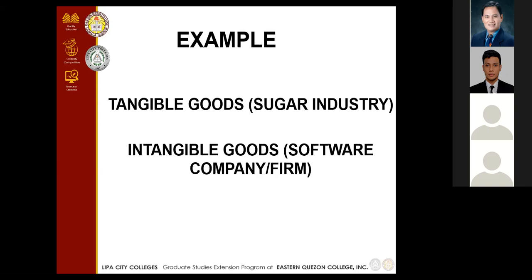Sa intangible goods naman, yung example natin is the software company. So dito ang input natin is yung mga program codes. Tapos yung codes na yon are integrated in some database and are provided with a user-friendly interface through a conversion process. So finally, an output is made available in the form of an executable application program. So makikita natin na lahat ng product dumadaan dun sa three components which are the input, the conversion process, and the output.